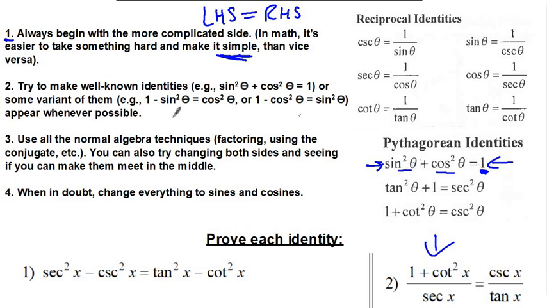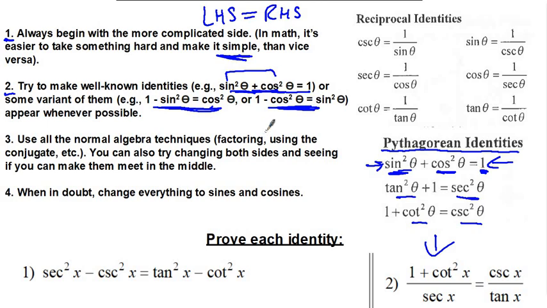Okay, strategy number 2 is we'll try to make one of these Pythagorean identities appear whenever possible. And how will we know when they're occurring? We'll know if we see anything being squared. Because notice every single one of these has a term in it that's being squared. So if you see a term being squared, what I want you to think of is that's probably a Pythagorean identity, or it might be some version of it. So for example, if you took this identity and you subtracted sine squared from both sides, you would have this. Or if you subtracted cosine squared, you have this.